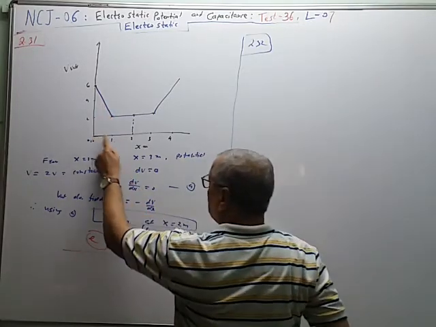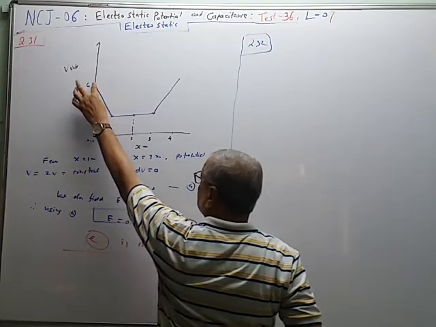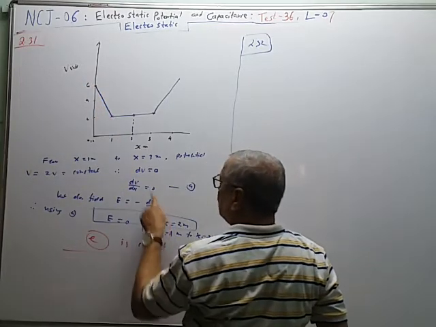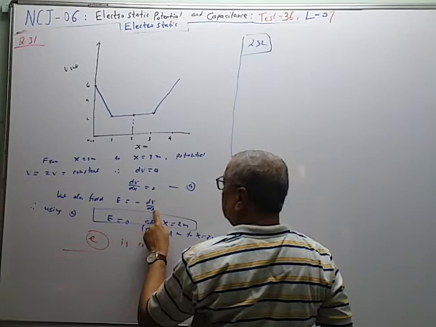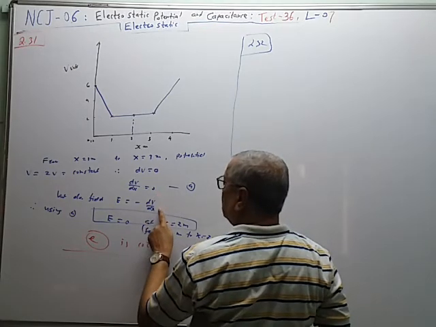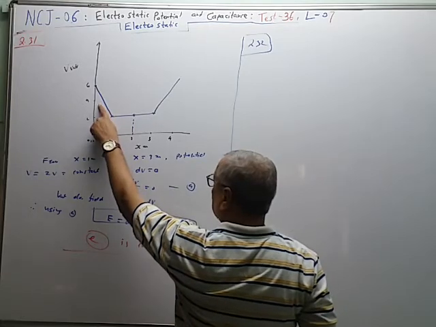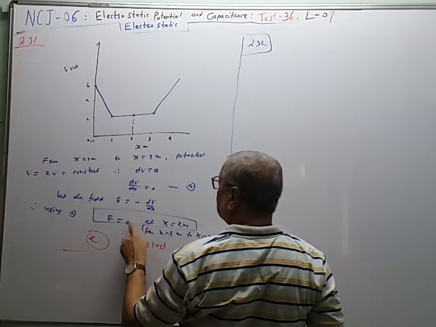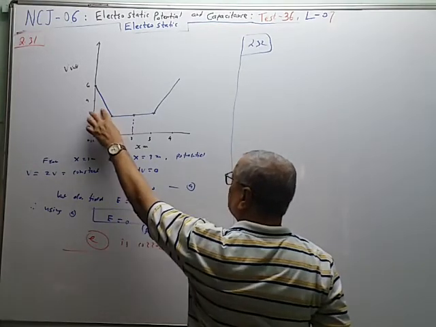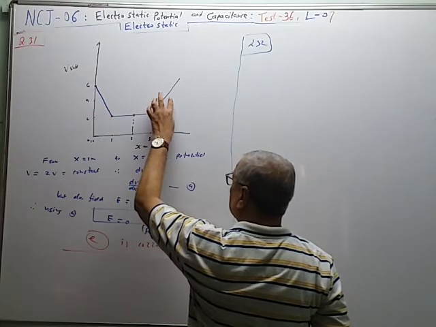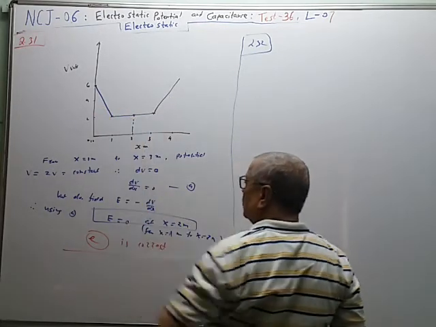So from x is equal to 0 to x is equal to 1, potential decreases from 6 to 2. So dV is equal to 4, dx is equal to 1, 4 upon 1, like this. So slope is negative, therefore minus minus will become plus. So E will be equal to 4 volt per meter. E is equal to minus 4 volt per meter and E is equal to 0.